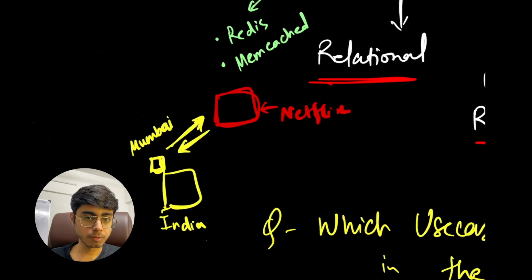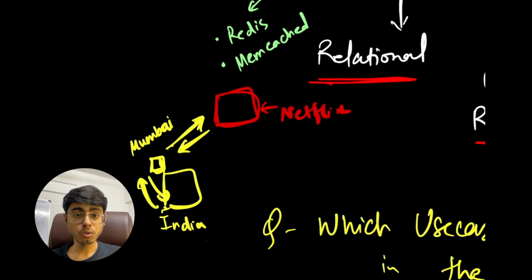Now when the sweet guy has to watch that movie, you do not have to go to the USA to bring that movie. You can go to the Mumbai server: hey Mumbai server, give me that Netflix movie, I want to watch it. The Mumbai server will say, okay, here is the movie. This is not bringing lag. This is much faster than going to the US Netflix server. So that's how the CDN works.